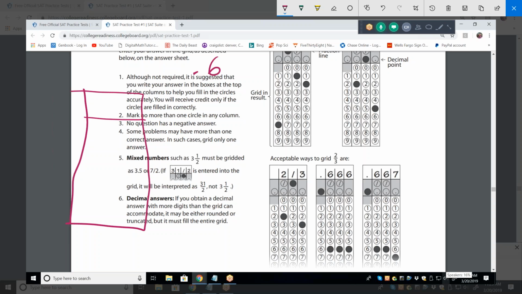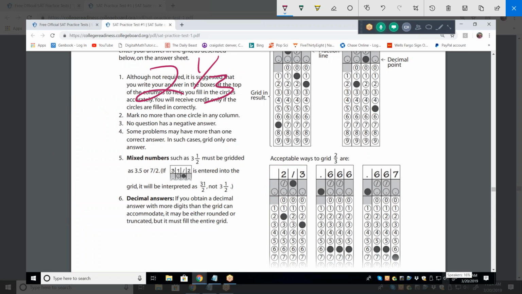If my answer is 0.66, I cannot do this. That's not acceptable. I'd have to do it 0.666. In other words, if you're going to use a decimal point, and there's no number in front of the decimal point, make sure that the decimal point is in the far left column. Notice if I were to try to put in this answer here, there's no 0 in that first column. Right. If you look down here, there's no 0. That's missing. That means you cannot put 0 in the first column. Ever. Doesn't matter what.